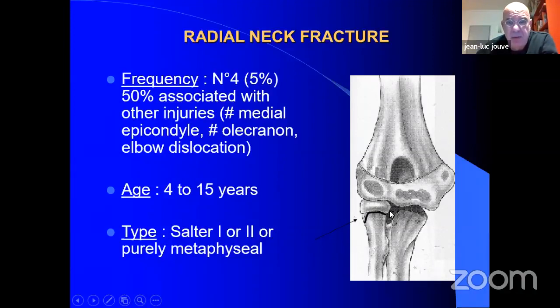The important thing to remember is that there is almost always periosteum between the epiphysis and metaphysis which remains intact. And this intact periosteum is very important. Why? Because we must avoid damaging the periosteum with a direct approach when we do surgery. We must avoid surgery, or if we do surgery, we must try to do intramedullary nail surgery or percutaneous surgery.